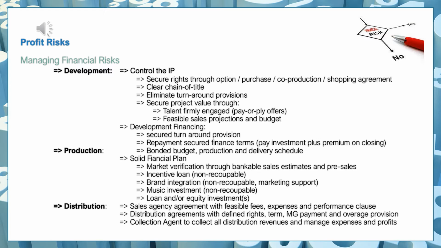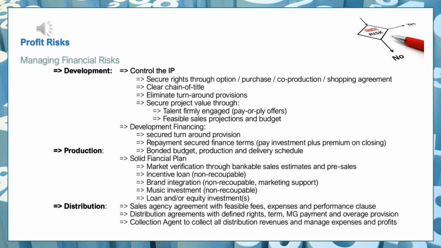We protect our own development financing through a turnaround provision. We make sure that we have proper talent agreements in place, and we make sure that our sales projections are in line with our budget and vice versa. When we talk about development financing with an investor, we make sure that there is a turnaround provision to protect that investment, and we are handling the repayment by paying development financing out of the budget on closing to the investor, including the premium.